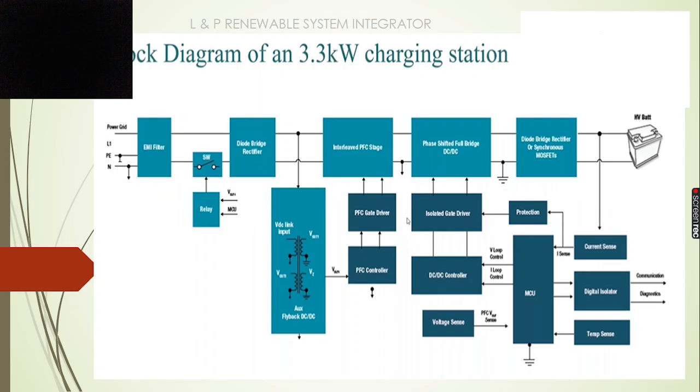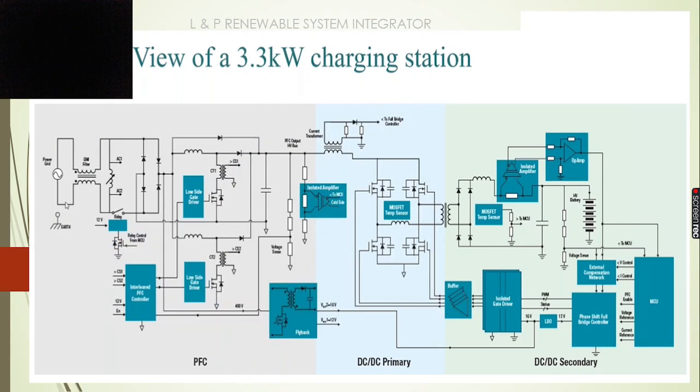For the power factor correction, we are using a power factor controller and a driver. We are communicating with the different PFC stages. And for the phase shifted full bridge, we have a DC to DC converter with isolated gate drivers. Apart from that, we have a microcontroller unit which senses the voltage and helps to measure the current. We can even do digital isolation. Even for temperature measurement and protection purposes, this microcontroller plays an important role. So this is a detailed view of a 3.3 kilowatt charging station.